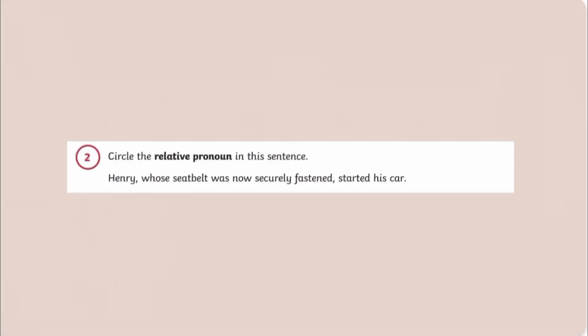Next question. Circle the relative pronoun in this sentence. Henry, whose seatbelt was now securely fastened, started his car. So we know a relative pronoun gives more information in a clause, and they could be whose, whom, that, and the other ones that we saw earlier. So we can see already in this sentence, Henry, whose seatbelt was now securely fastened, started his car.